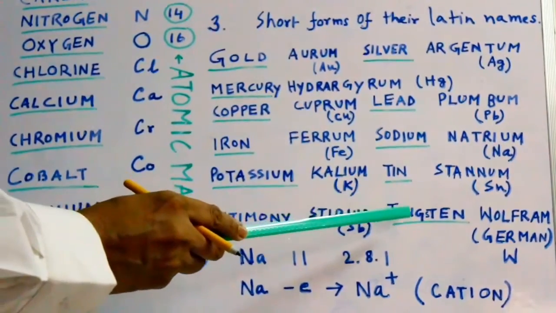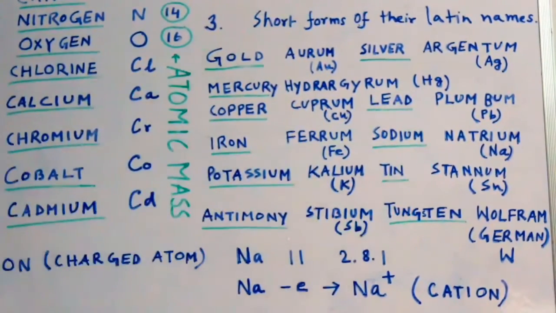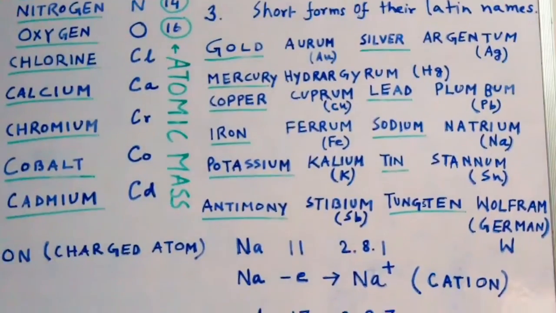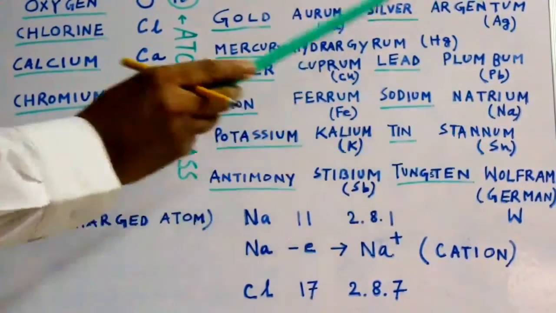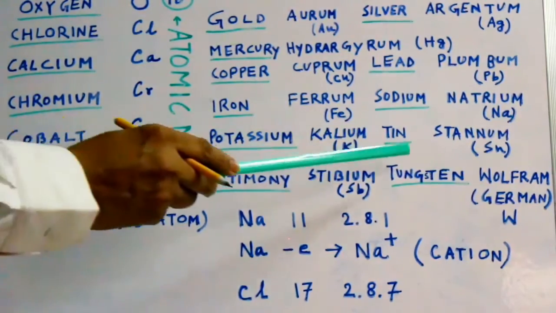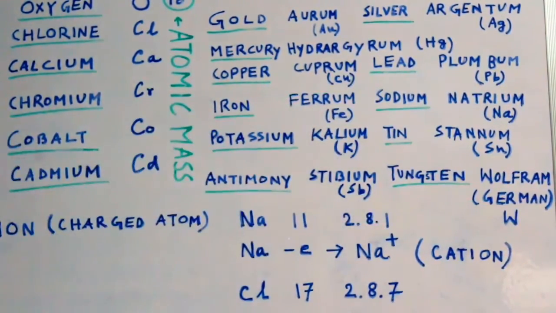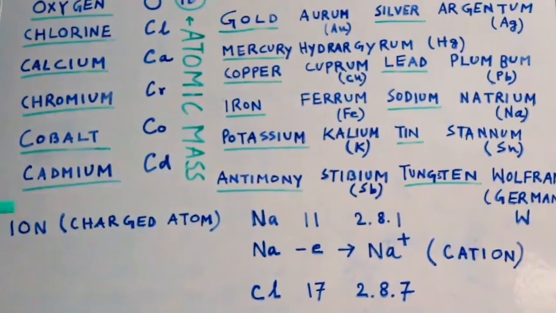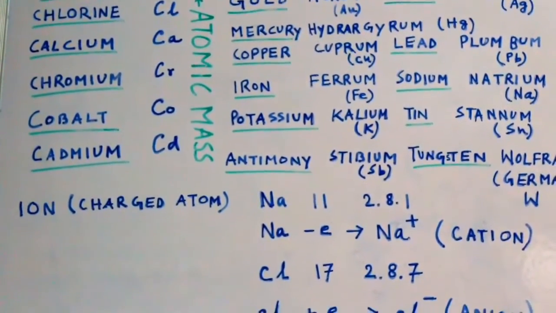And the last but not the least, very, very important, tungsten. Now tungsten in German is known as Wolfram. Wolfram is the German name of tungsten. So the symbol of tungsten is W. This is very important.